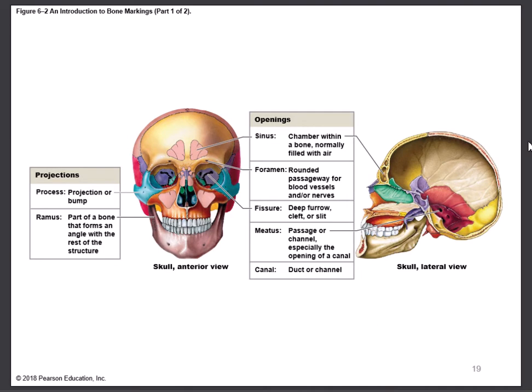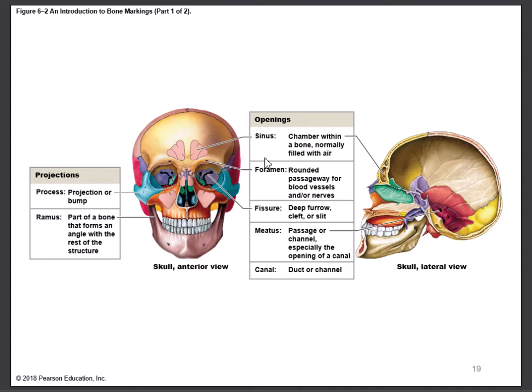On this side, we have some openings in bones. Some of our bones, especially the ones around the nose and the eyes right here, have these hollow cavities known as sinuses. So a sinus is a chamber within a bone. Usually it's air filled. It helps the respiratory system by humidifying and moisturizing air.